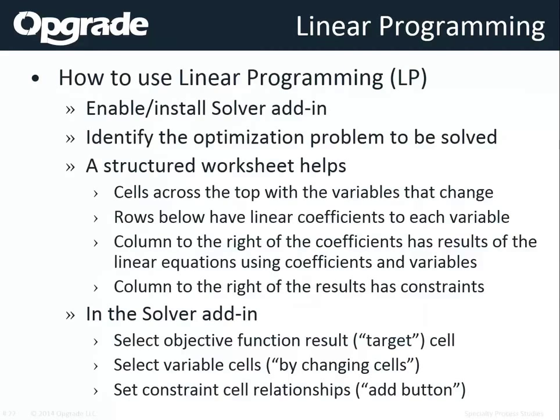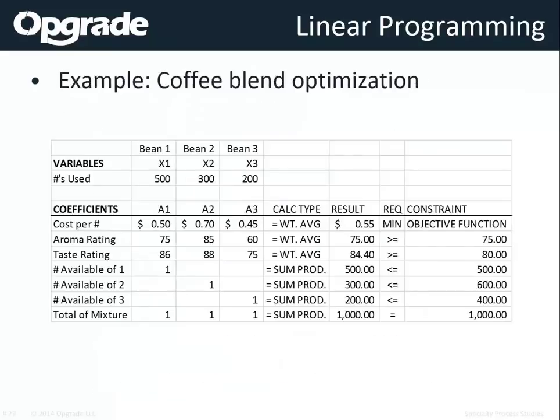And then you put all that information into the Solver add-in and you say solve, and it gives you the optimum value. So for example, let's say we had multiple coffee beans. And let's say that we wanted to have a total of 1,000 pounds of beans, but we only had on hand 400 of bean 3, 600 of bean 2, and 500 of bean 1. And they had different aroma and taste ratings and different costs. We want to have the mix that meets this 75 aroma rating and an 80 taste rating, but has the minimum cost per pound.